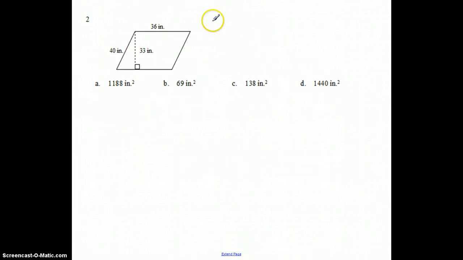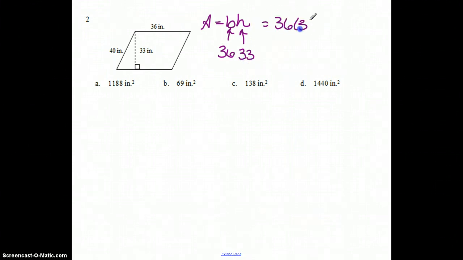Okay, another parallelogram. So in this one, remember, it's still base times height. My base in this one is 36. My height is 33. So basically 36 times 33, which will give me 1188, and that is to be inches squared. So A is my answer.